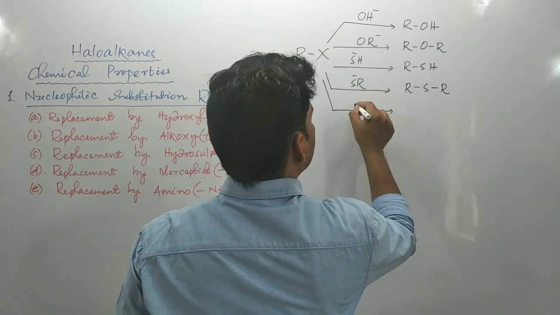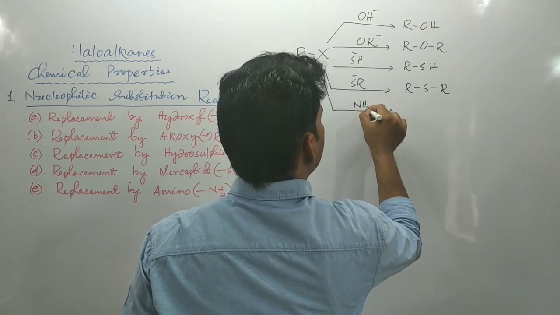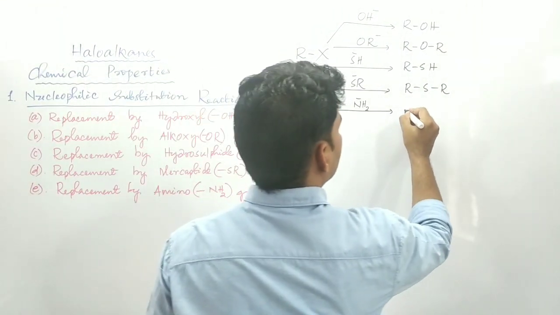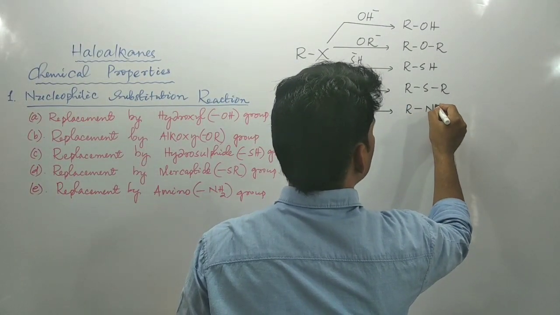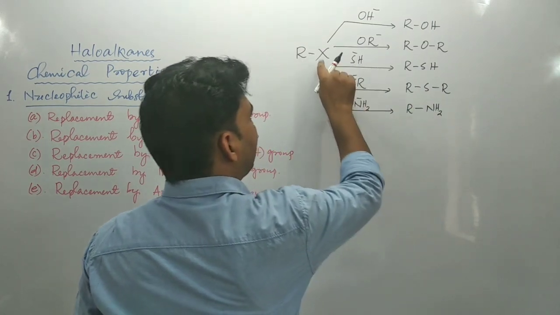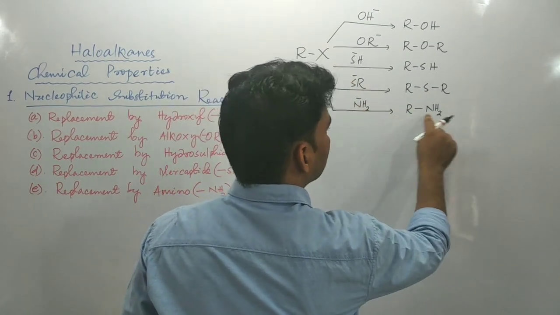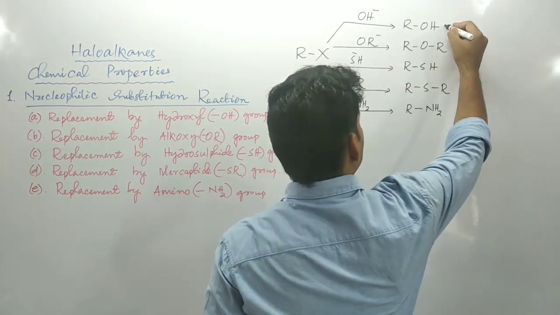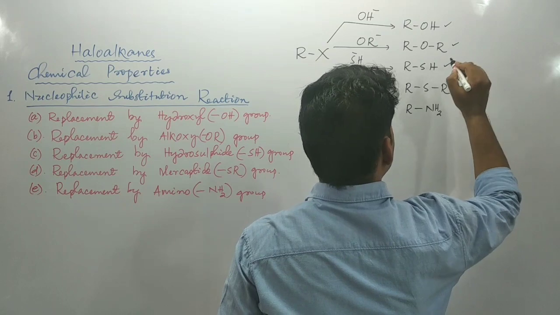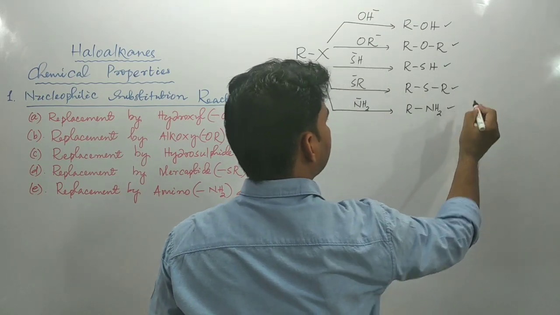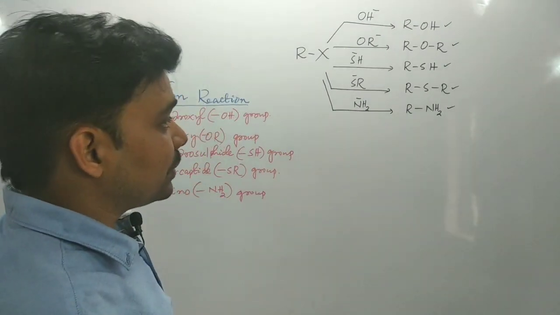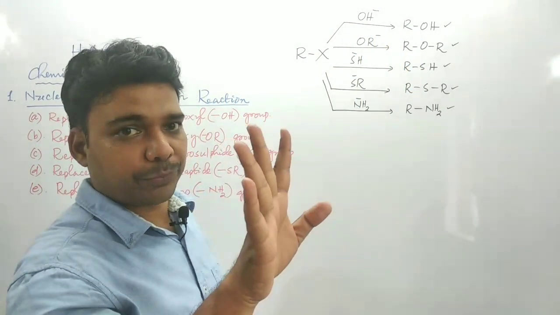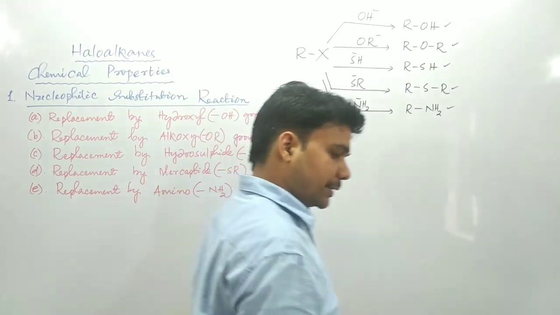You can think, if amino group is taken as the nucleophile, then what would be our product? RNH2. In the place of X, we could get NH2. So this is primary amine. Here the product is alcohol, here ether, here thiol, here thioether, and here amine. But this reaction is somewhat different from the above 4 reactions. Okay, we will discuss it.